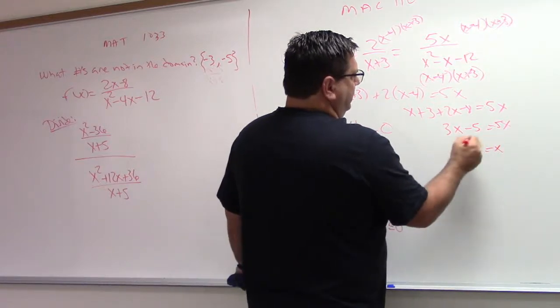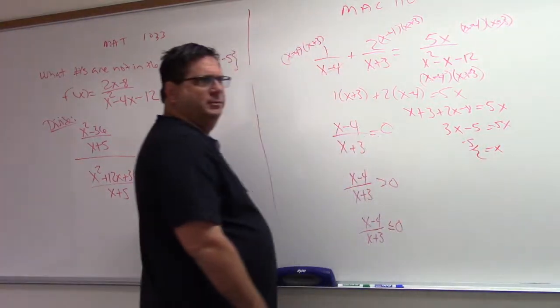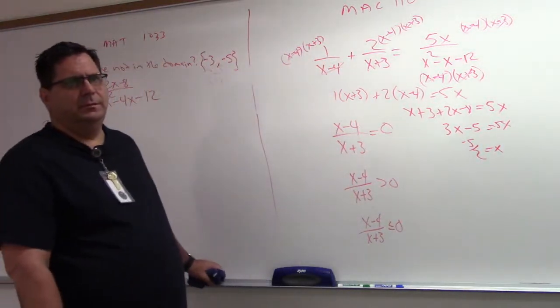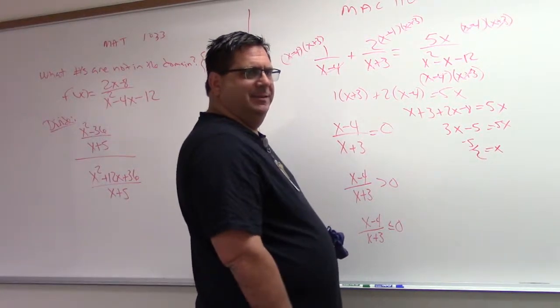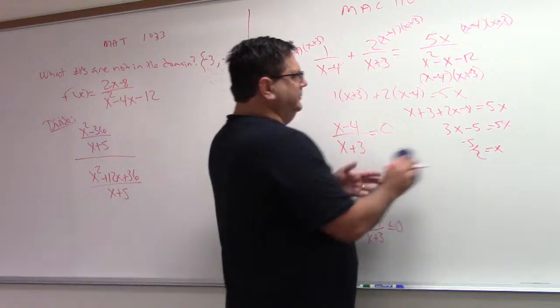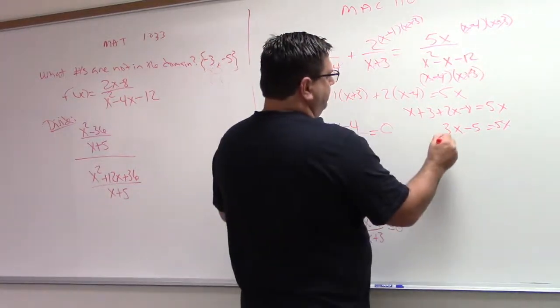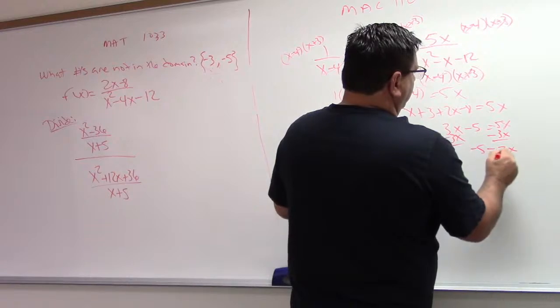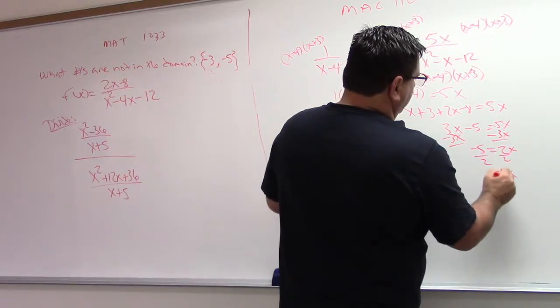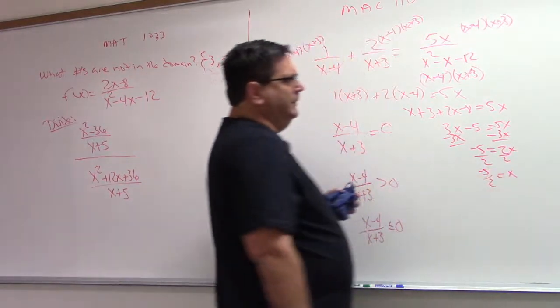I'm just going to get straight to the good part. -5/2. Actually, I won't go straight to the good part. Subtract 3x. -5 equals 2x. Divide by 2, x is -5/2.